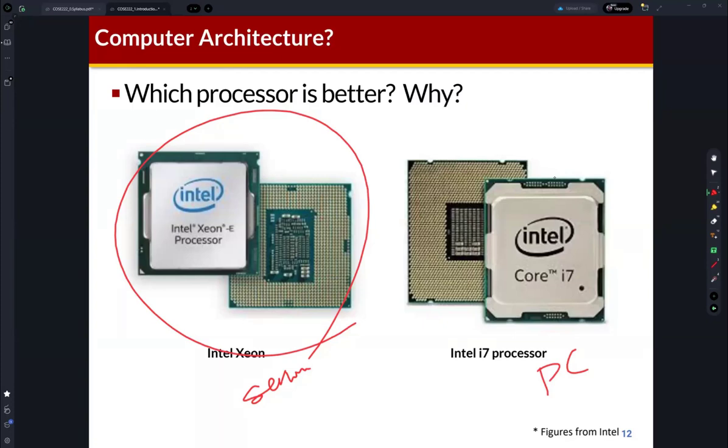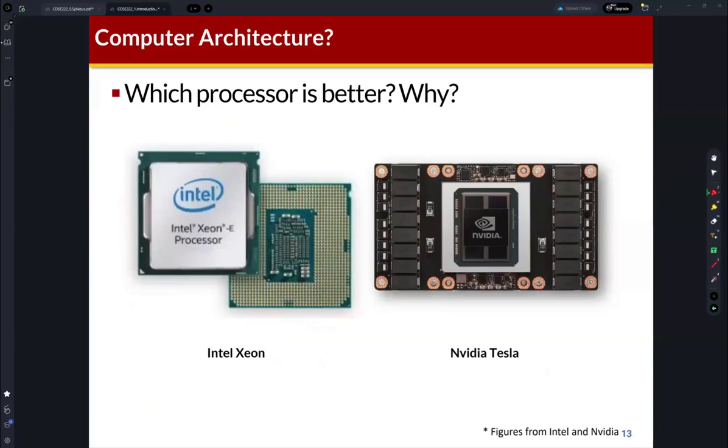We will learn this, but this is used for servers, and actually Intel Xeon includes more cores. The number of cores is different, and we will learn how the number of cores makes a difference in performance. And then which processor is better, Intel Xeon or NVIDIA Tesla, the GPU? You know, this is a GPU. We already know that GPUs are more expensive, and as I mentioned, GPUs are more popular these days. But which is better?